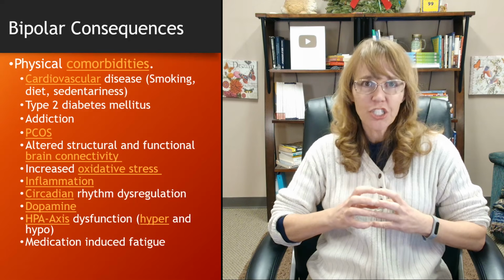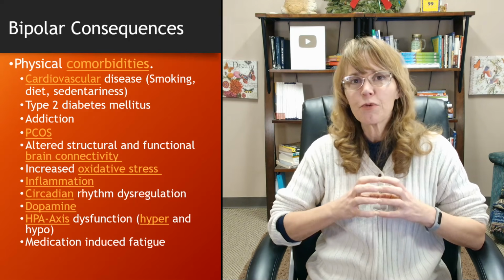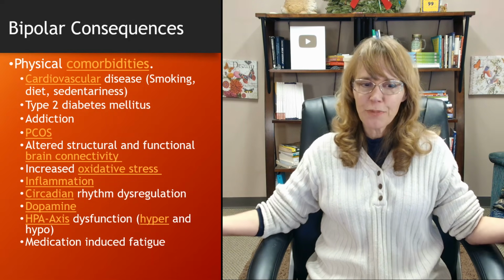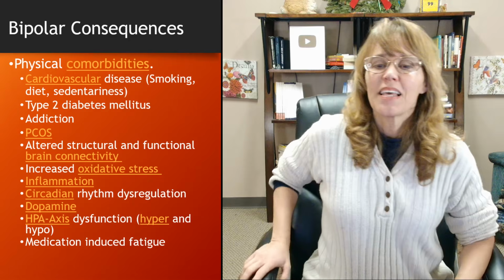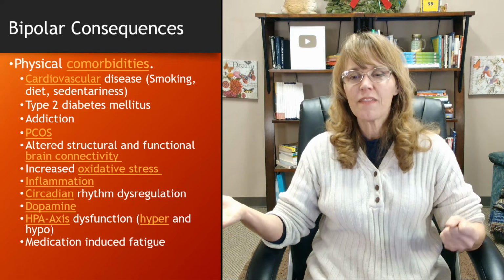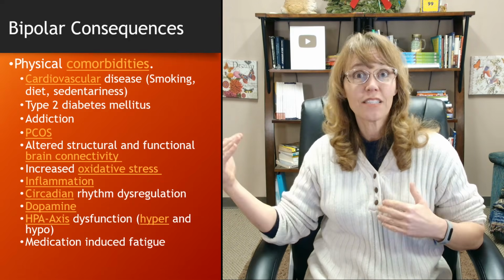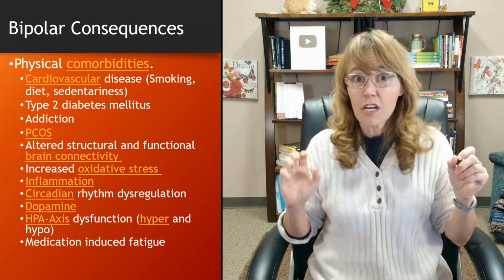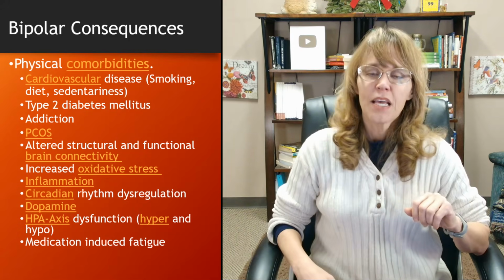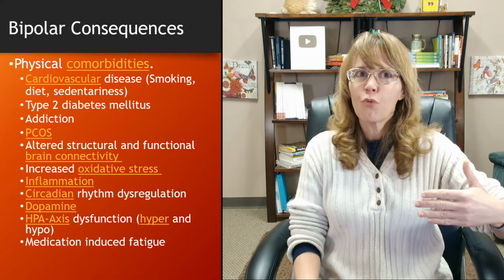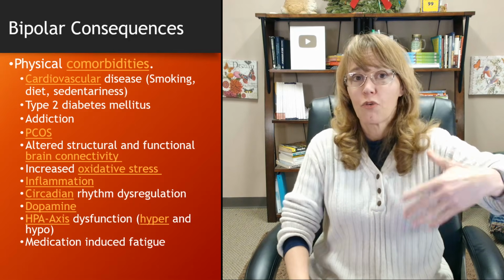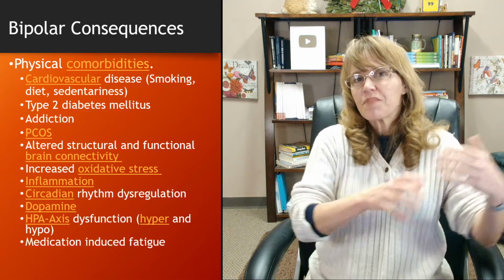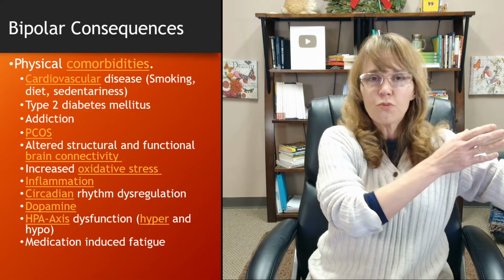HPA axis dysfunction. They've actually found that people with bipolar disorder, and if you've seen my other videos on HPA axes, this won't be a surprise, when they have hypercortisolism, when their HPA axis is just turned wide open and their cortisol levels are just through the roof, they tend to be in a more agitated manic episode or manic place. When they are in a depressive episode, they tend to have too little cortisol.